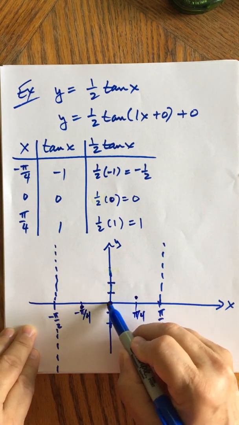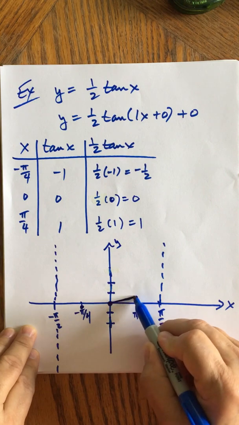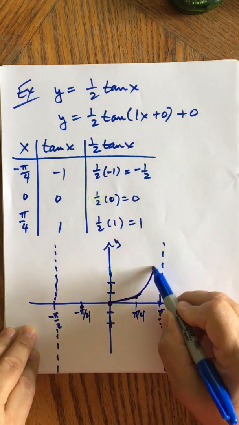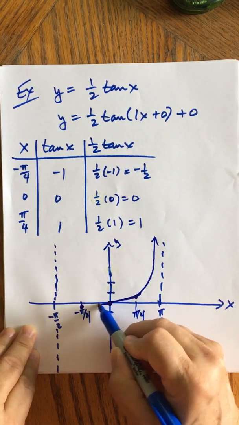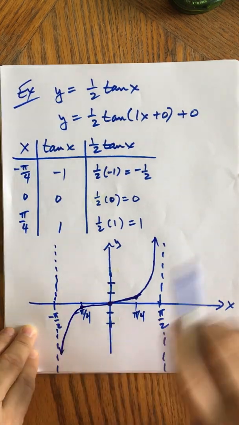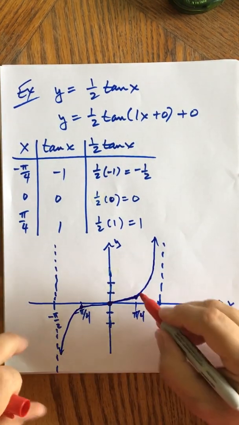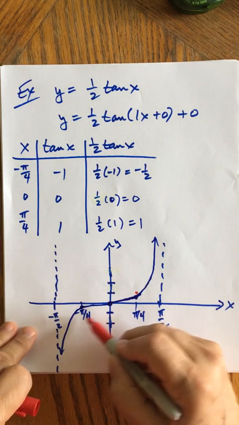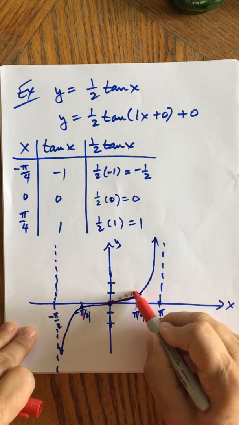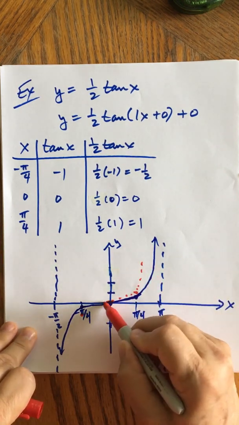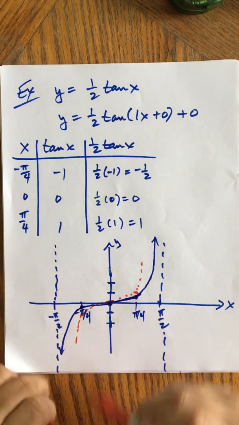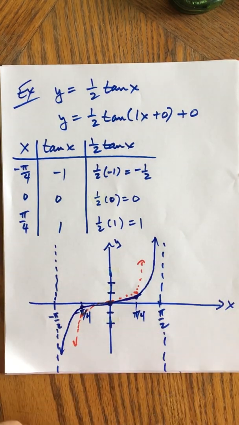So now when I graph this, it's going to be a lot wider. Right. Okay. Because regular tangent, the basic shape would have been here and here, so it would have been a little bit more narrow, right? That would be regular tangent.